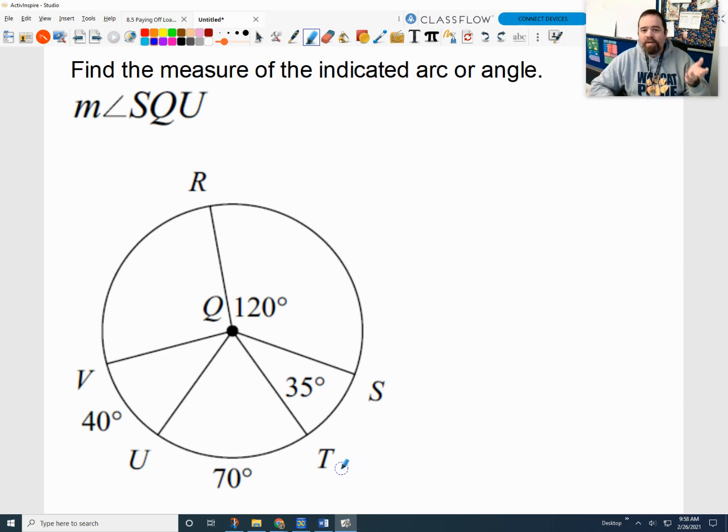A little bit more complicated picture, but it is pretty much the same thing. Find the measure of angle SQU. So SQU, you're looking for this angle back here. For this one, you just add up the two pieces, 35 degrees and 70 degrees. That angle is 105 degrees.